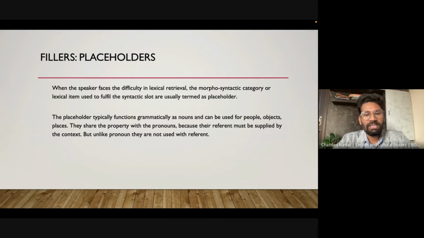So it functions typically grammatically as a noun. In most cases, in most languages, it is the noun which primarily eludes the speaker. But there are definitely languages where placeholders are used for adjective, adverb, verb. I mean, all the grammatical categories can be replaced by placeholders. It functions very near to the pronominal or demonstrative, where we know that we can use a pronoun to replace the noun. However, the use of the pronoun is morphosyntactically very systematic. You have the noun in the background to refer to. However, placeholder is different from the pronominal in those accounts.